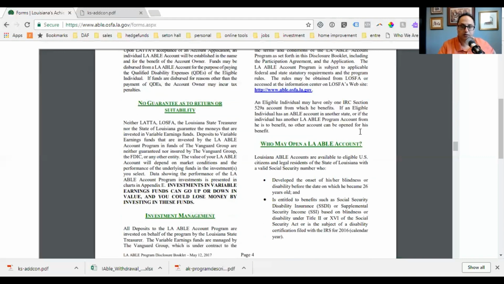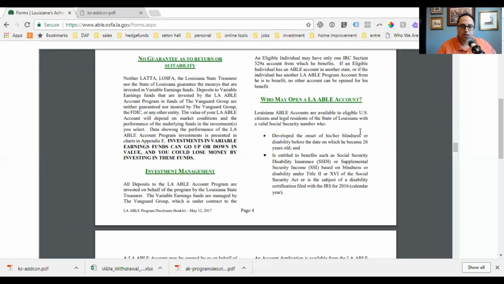I guess that's another way to do it. Who may open this? Okay. Louisiana ABLE accounts are available to eligible U.S. citizens and legal residents of the state of Louisiana.